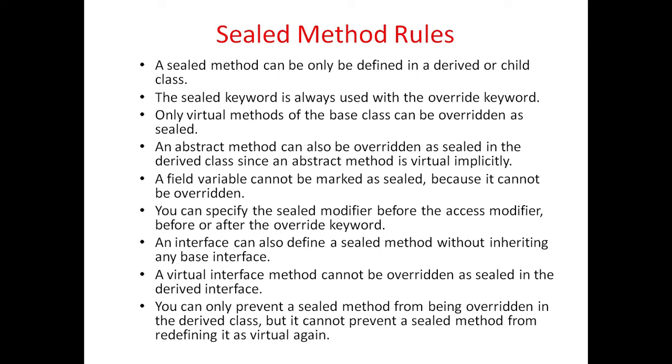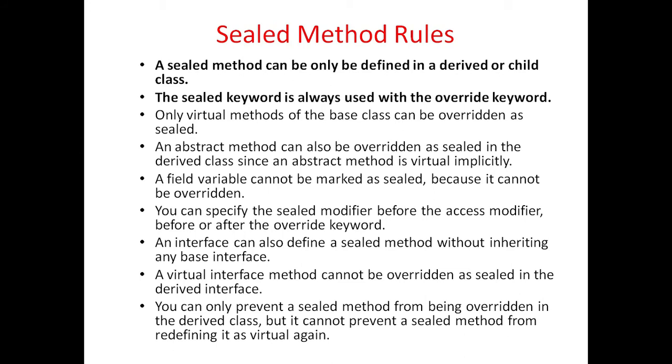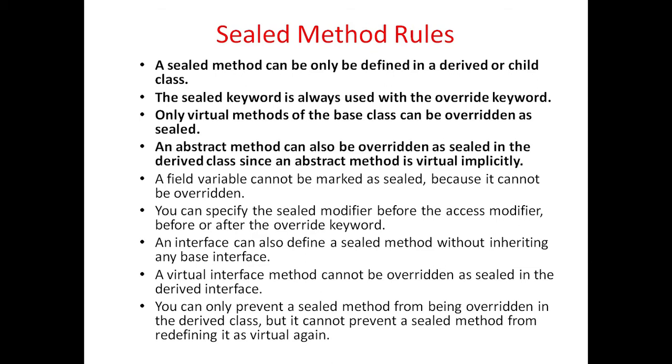Rules for defining sealed methods are: a sealed method can only be defined in a derived or child class. A sealed keyword is always used with the override keyword. Only virtual methods of the base class can be overridden as sealed. An abstract method can also be overridden as sealed in the derived class, since an abstract method is virtual implicitly.